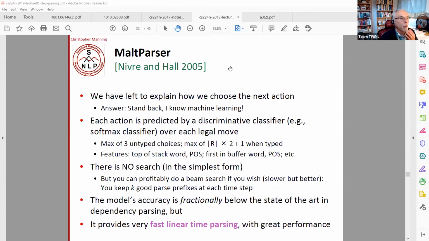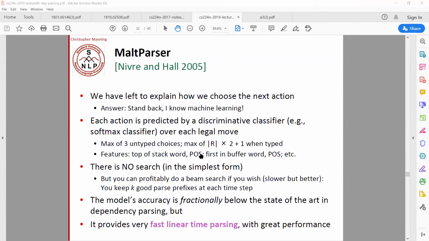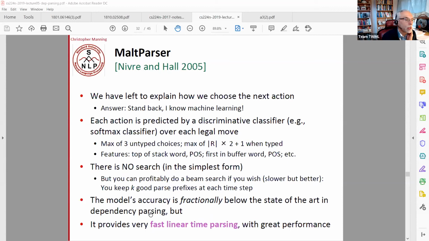So now he's talking about one of the early papers, how we choose the next action. Beam search, actually below. Very fast, linear time. So here's something that Larry would pay attention to. He's talking about linear time parsing. That sounds clever, right? Linear time means it's order of n instead of order of n cubed. So that's good.